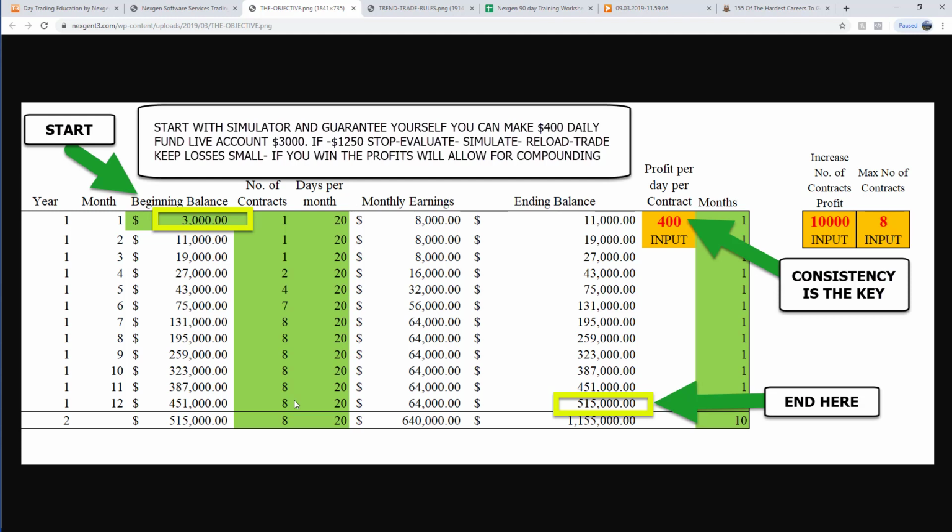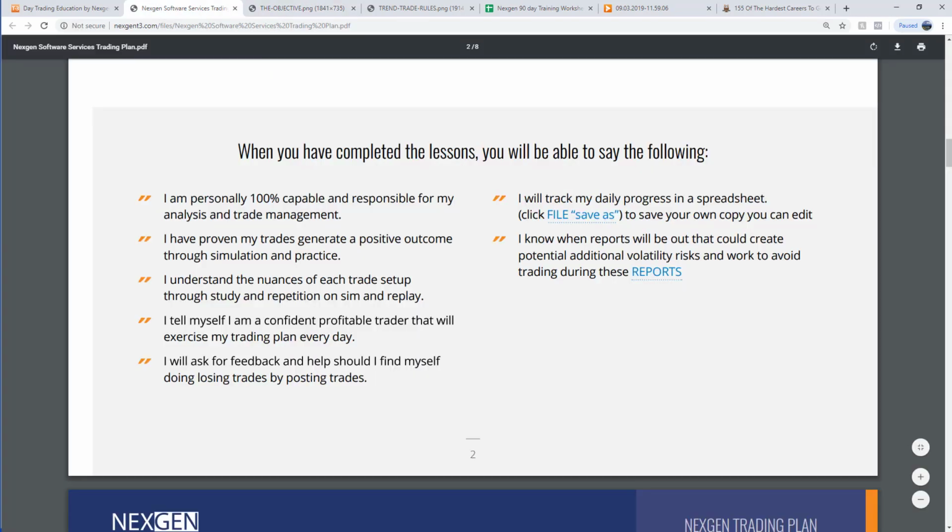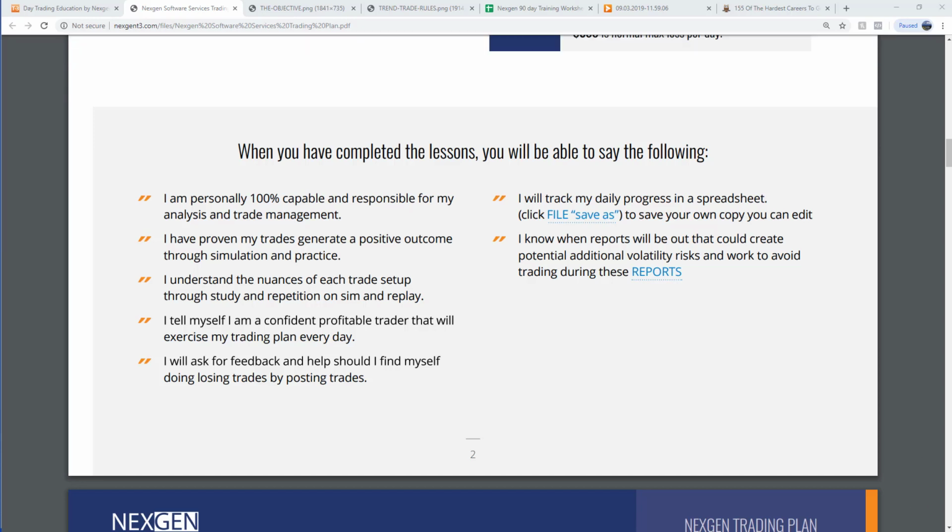You've got all the pieces, you've got all the components, you've got the right training, you've got the right software, you've got the right plan, you've got everything that you need to really make money. All you have to do is do it right. And again, it's not rocket science, guys.